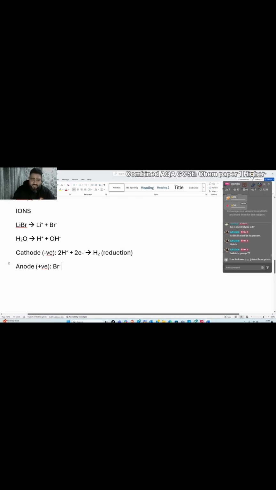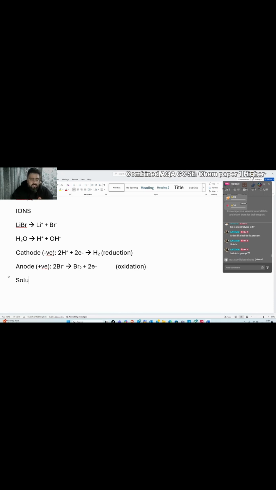It's going to be bromine will form there for foundation, but for higher, you need to be able to write the half equation. So it's going to form Br2, and so we need to balance that with a 2. And then we need to balance the charge with 2e-. And this, by the way, guys, is oxidation because we are losing electrons.